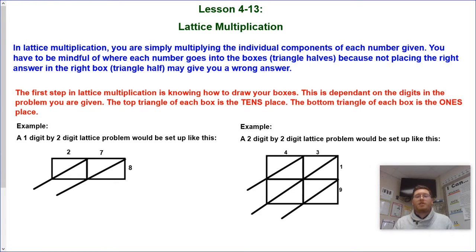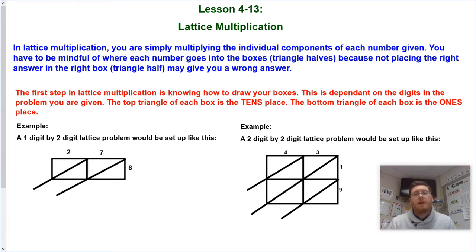So lattice multiplication is one of those methods that I really find useful for students to learn because it's easier to visually see where all the numbers go. Yeah, it's just an easier strategy. It's one that you can have in your toolbox just in case you forget another strategy or how to do another strategy. So with lattice multiplication, you are simply multiplying the individual components of each number given.